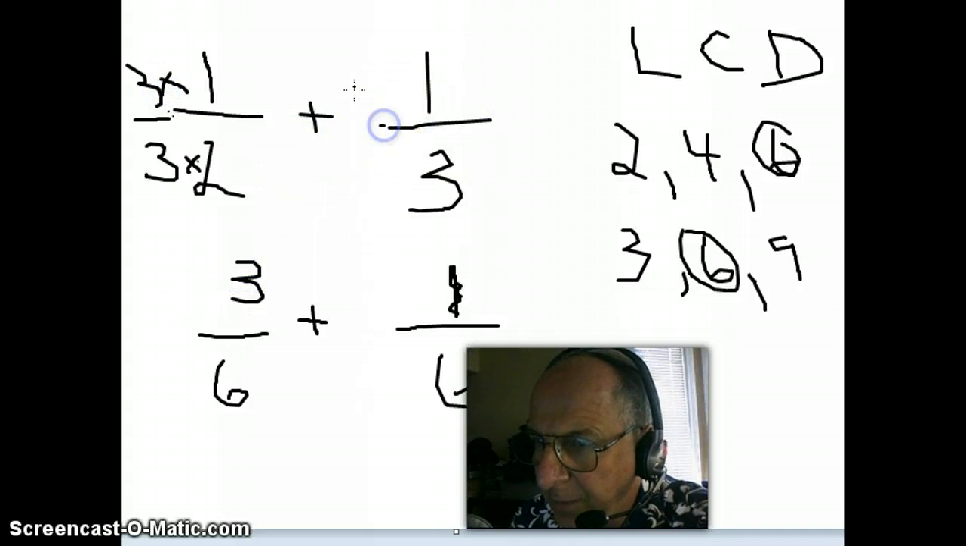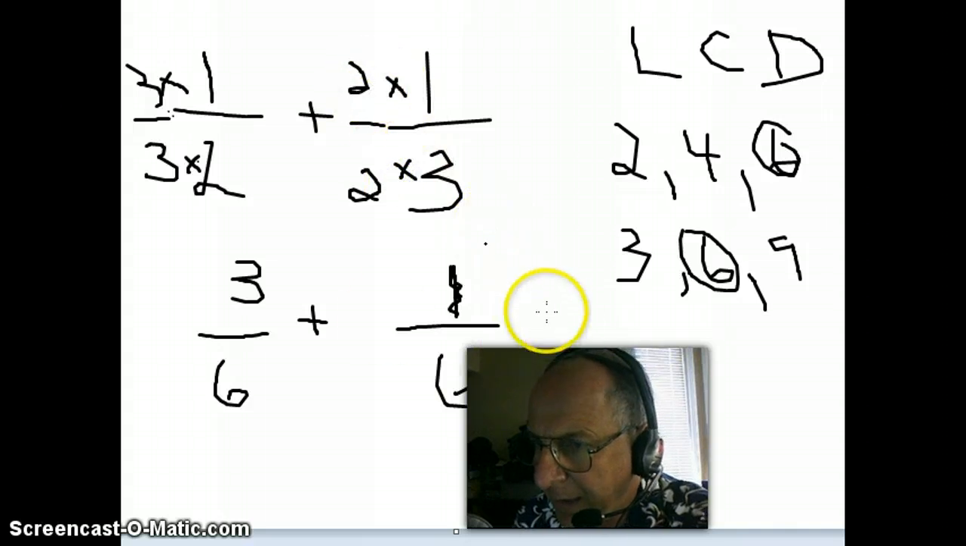Now for this one, we need to find the number that we multiply by 3 that gives us 6, which would be 2. Multiply both the numerator and the denominator by 2. Has to be the same number, numerator and denominator. 2 times 1 is 2.